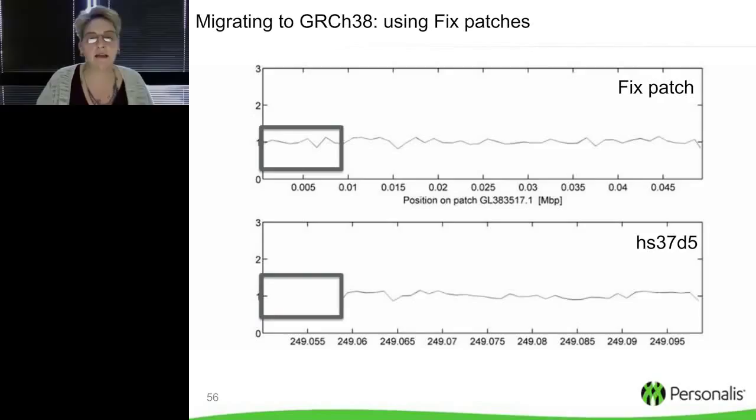And so what I'm showing you here are normalized read plots. So we expect the reads to be right around one. And we show at the top alignment to a fixed patch, and at the bottom, alignment to HS37D5, or the 1000 Genomes version of the reference assembly. And so, not surprisingly, there's no sequence alignment here, and we see a nice sequence alignment here. So getting better alignments in a region of a fixed patch, I think, is not too surprising.